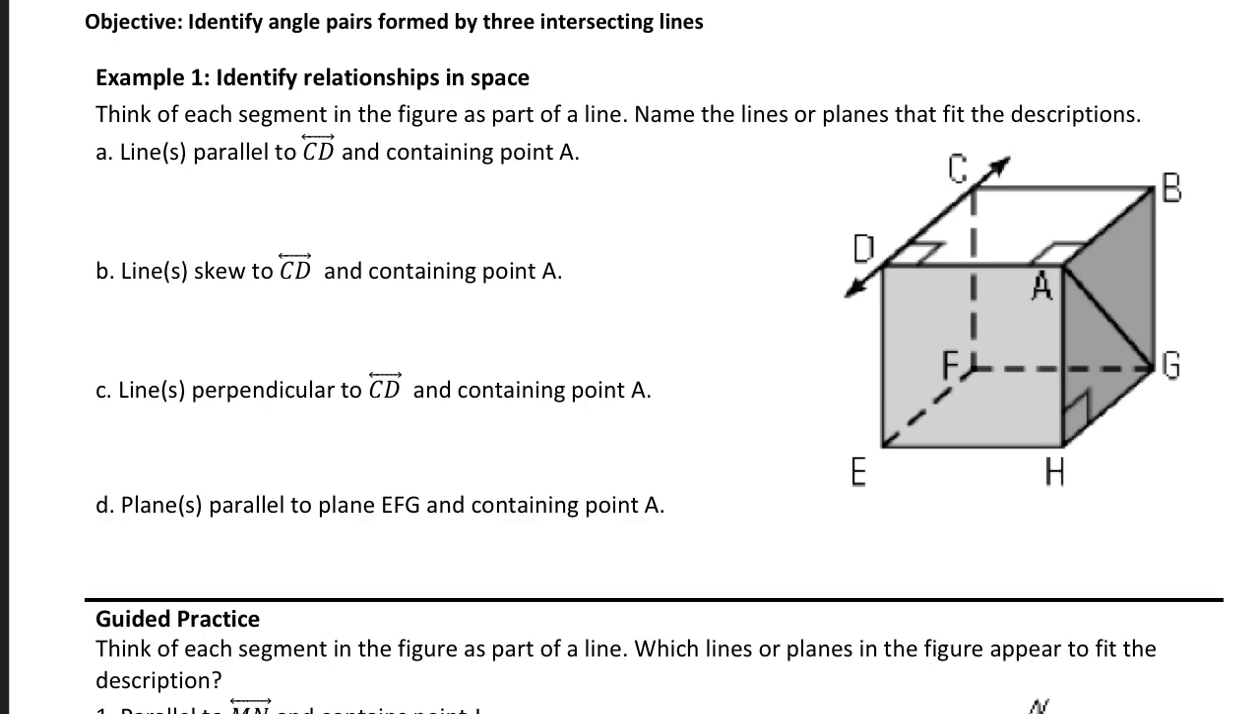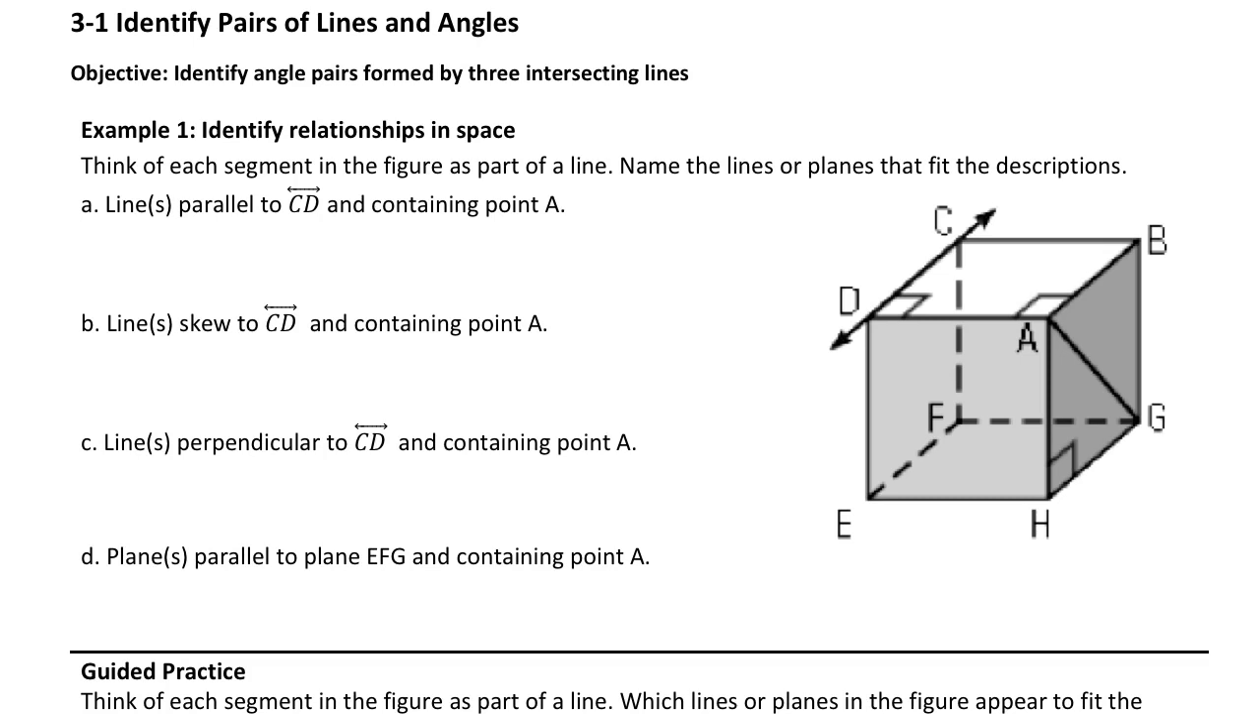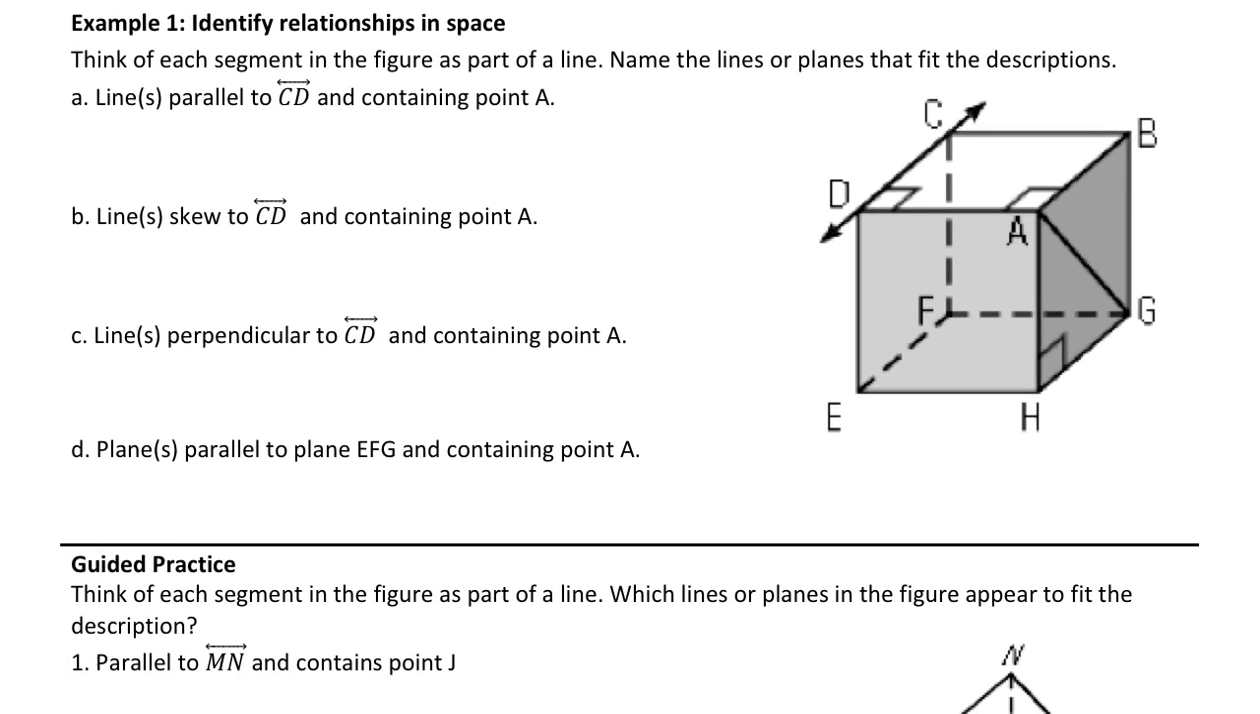Okay, so this is the first lesson in Unit 3, and in this lesson we are going to be identifying pairs of lines and angles. So when three lines are intersecting at different points, there's different pairs of angles that have special properties. So we're going to talk about some relationships in three-dimensional space.